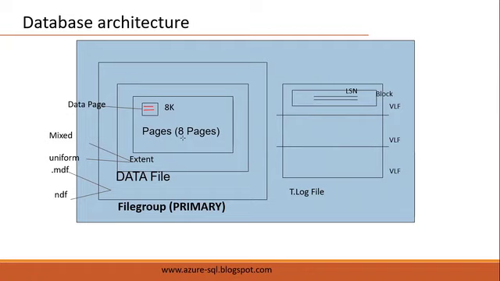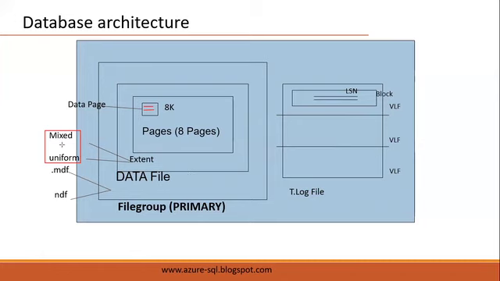Extent size is what? 8. See, extent size is 64 KB, right? Page size is 8 KB. Each extent has how many pages? 8 pages. That's why 64 KB. Each extent size is what? 64 KB. Again, here we have two types of extents: mixed extents and uniform extents.